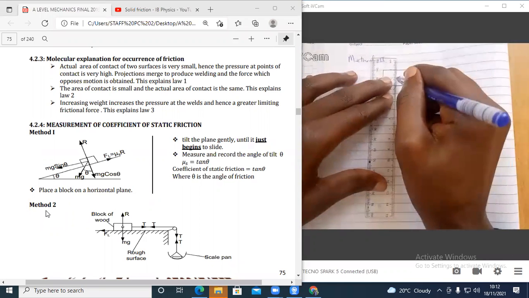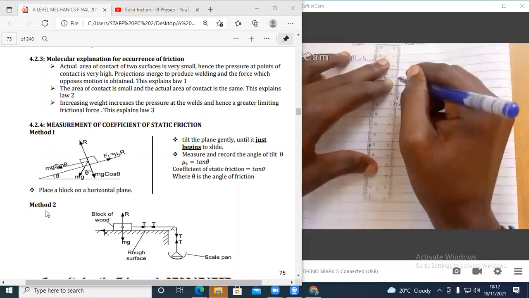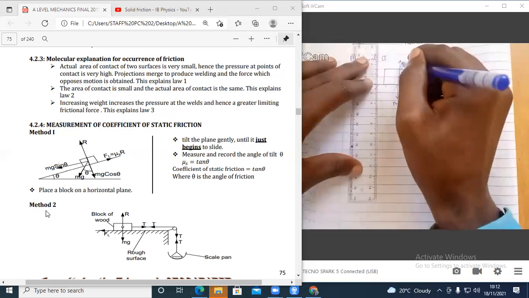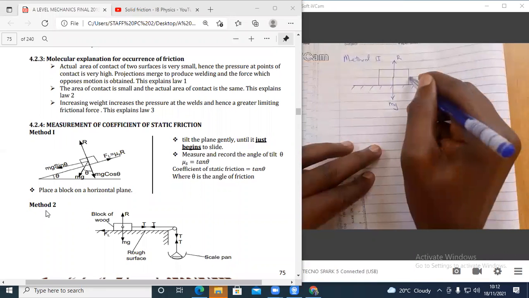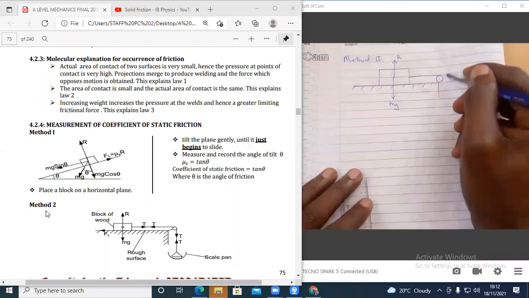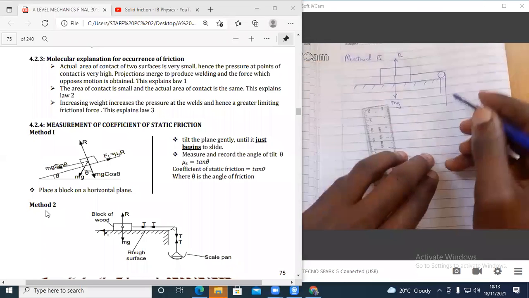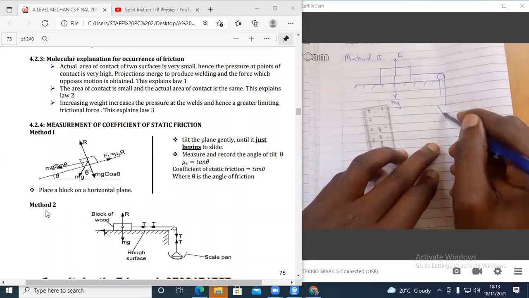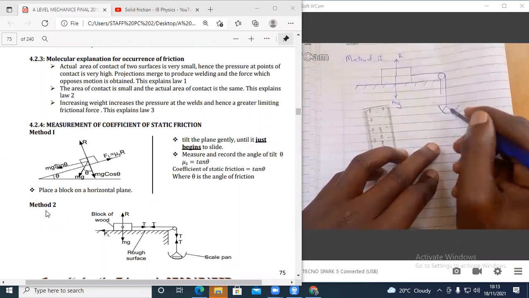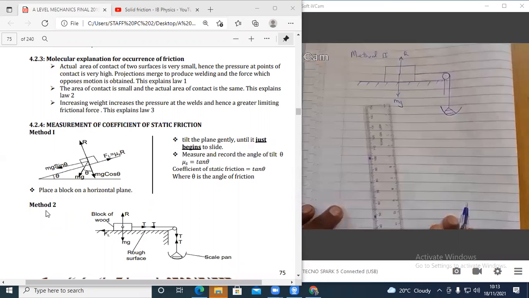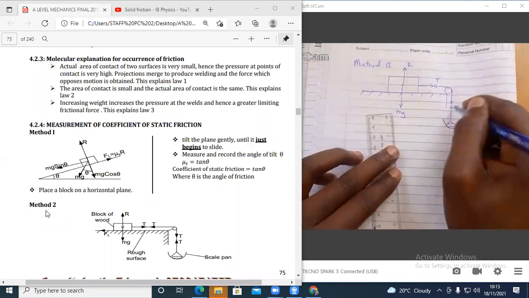We know there's going to be weight. This block is going to exert weight, so this weight is mg. There's also going to be a normal reaction, so that's our normal reaction. Then you must connect it to the scale pan, which is here. So this is our scale pan. Then we keep on adding masses there. There's tension T here, and there's also tension T there.